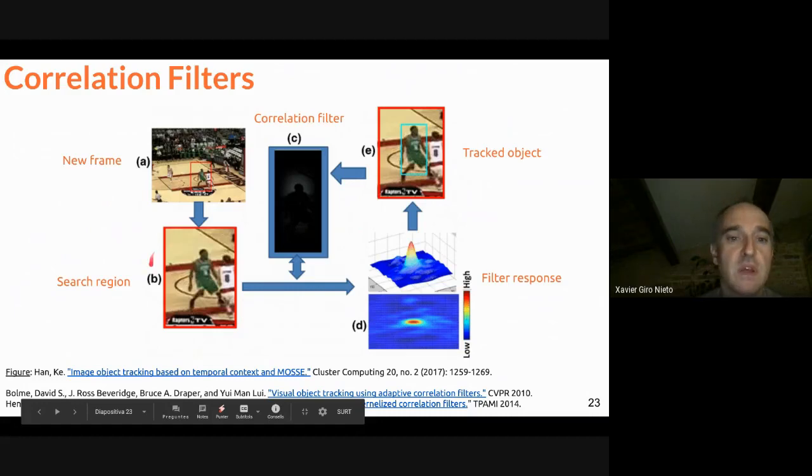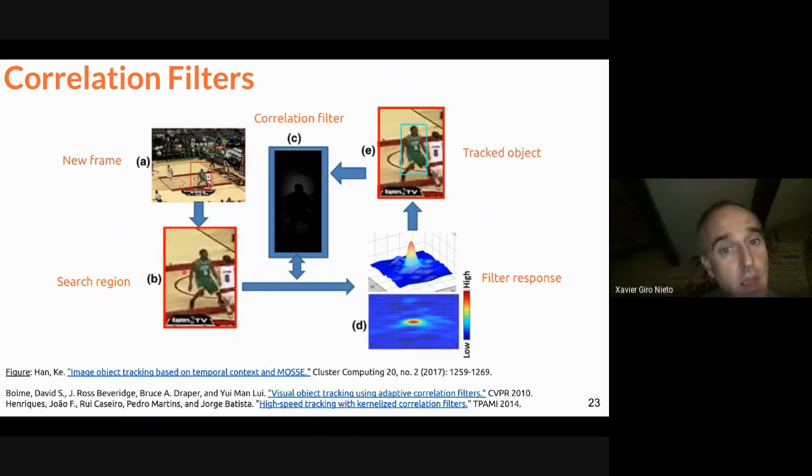So we have the search region. If we just focus on this search region, this would be a region that you define near the location of the object in the previous frame. So this crop area would be, let's say, handcrafted as well, based on the previous detection.